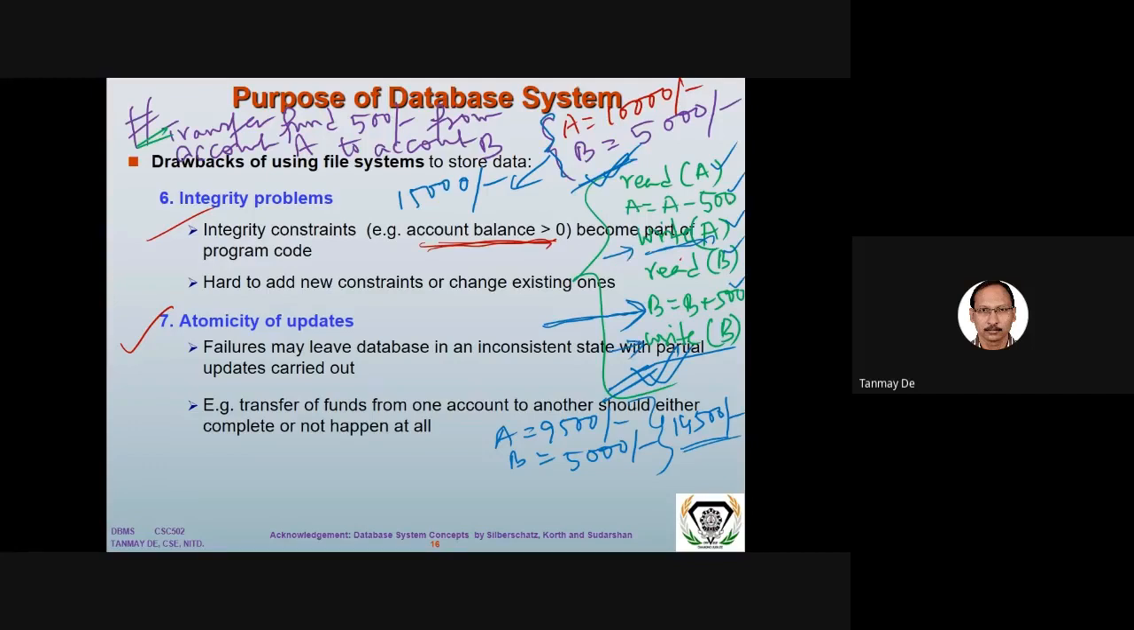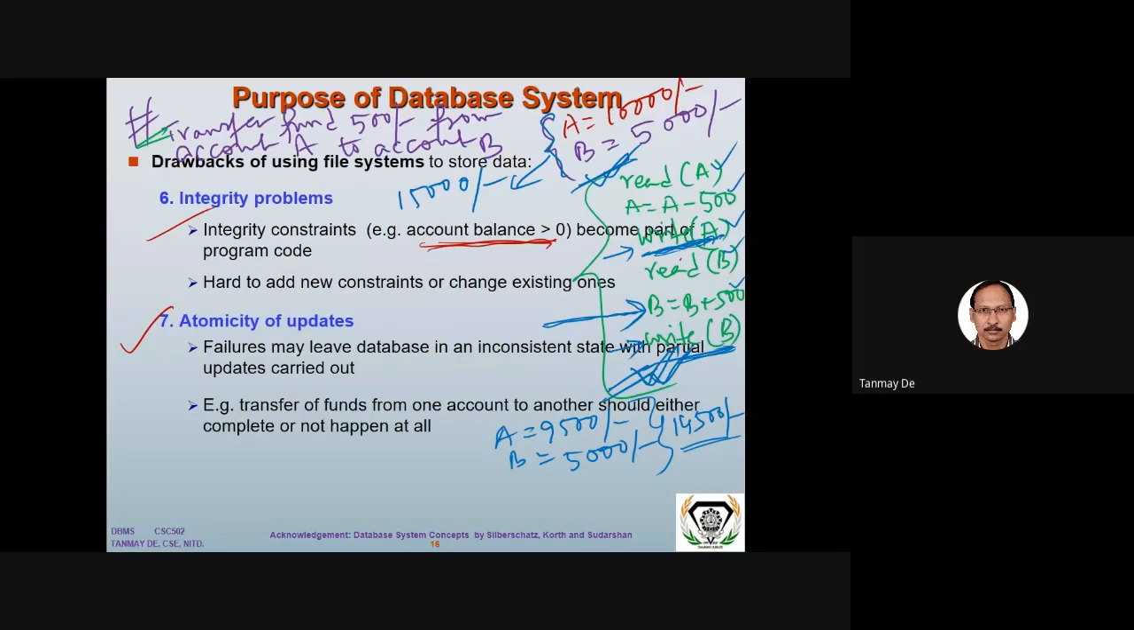Otherwise, it can be stored in a temporary file or temporary variable. Is that clear? If it is stored and not updated permanently on the database, then no problem. It is stored in the temporary variable. If it is finally updated after this write B operation, that is these instructions, then the database maintains consistency. That is, the database preserves the initial amount of money, and after the fund transfer, the total amount of money matches. Okay, so the details we can discuss later near the end of the semester.